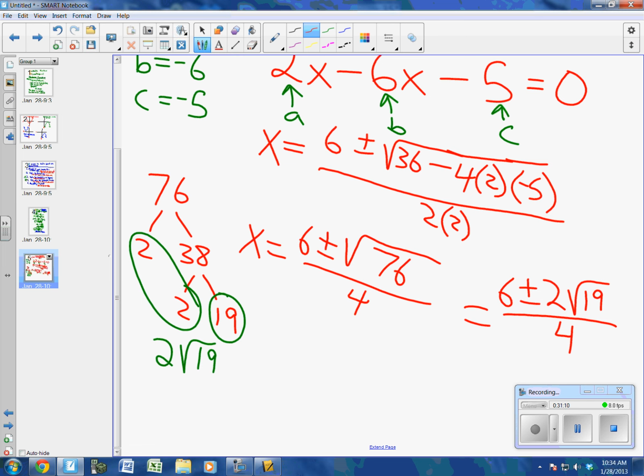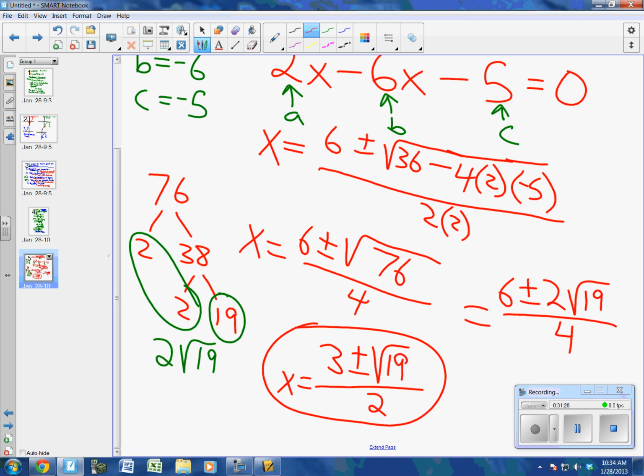What happens when I divide 2 into 6, you guys? What do you get? 3. What happens when you divide 2 into 2? What do you get? 1. So it's 1 times the square root of 19. We're just going to write it as the square root of 19. What happens when you divide 2 into 4? You get 2. And so my answer is right here. That's how you use the quadratic formula.